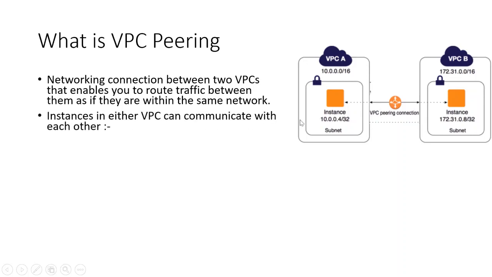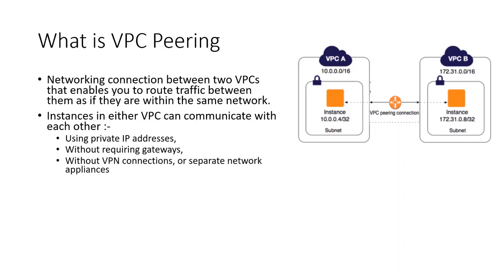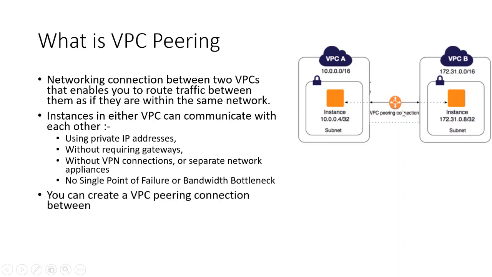Now, when you have instances in either of these VPCs, they can communicate with each other without using a public IP address. I mean, you can use only your private IP addresses to talk to each other, and you do not require gateways. You do not require a VPN connection or a separate appliance, and there will be no single point of failure. Although in this image it looks like there's a single connection, in the background there is no single point of failure, and there's no bandwidth bottleneck because this traffic travels across the AWS backbone.